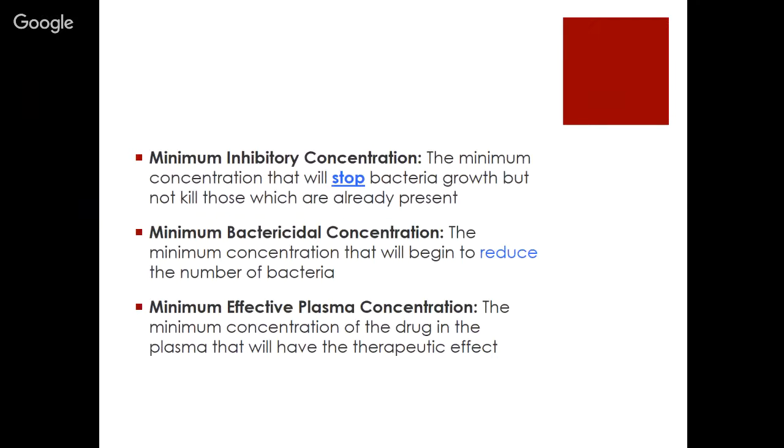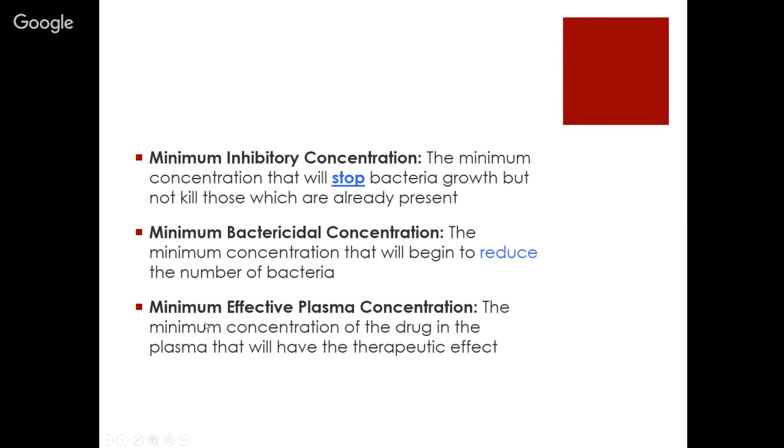Oh, no, this is the last thing. I wasn't sure if this was from the first sem or if we did it a bit later, but minimum inhibitory concentration is the minimum concentration that will stop bacteria growth. They're kind of self-explanatory from the name. Inhibitory means it inhibits growth, but it doesn't actually reverse it. Bactericidal kind of sounds like suicidal, so it's about killing the bacteria and it reduces the number.